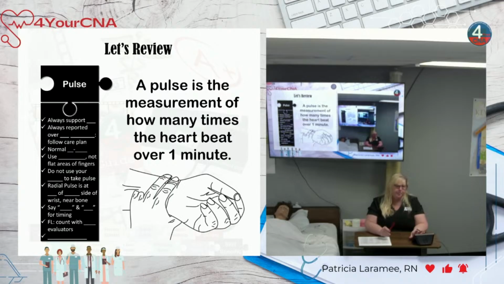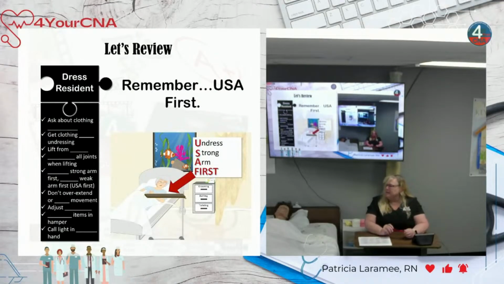They'll let you know. We learned how to dress a resident with a weak arm. The way we do this is USA first: undress strong arm first, dress weak arm first. We're going to let the patient choose their own clothing. We're going to make sure that we minimize exposure as much as possible with privacy curtain, making sure they cover the privacy blanket, just preserving modesty as much as possible. Support all extremities while we lift them from below with a flat palm. Make sure those fingers are together when we're putting the sleeves over so they don't get bent backwards. Don't overextend or force movement.